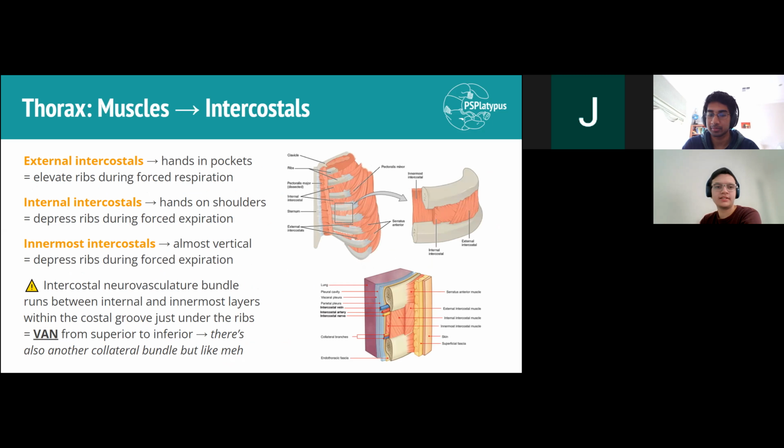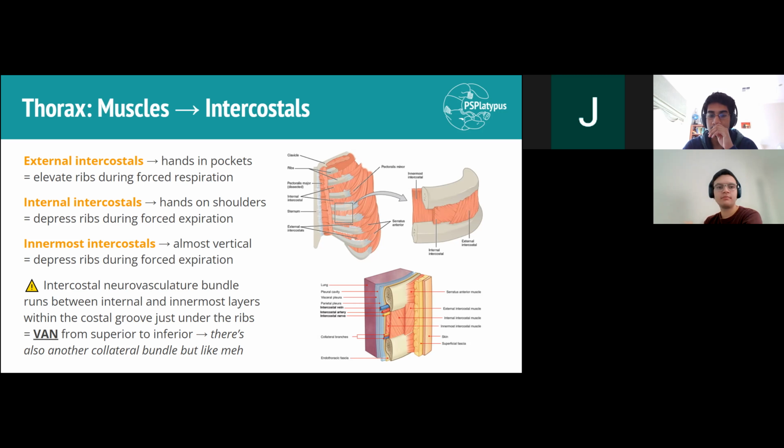They're really nicely named, because they're given in the order in which you find them if you were going superficial to deep. So once you've gone past the skin, past the subcutaneous fat, past some of the superficial fascia, then you get to these muscles. So you've got the external intercostals.